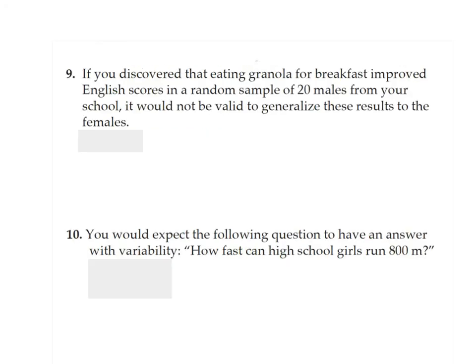All right, last 2, go ahead and write down whether you think they are true or false, and then press play when you're ready to check your answers. Okay, number 9 is true. You cannot generalize those results from one gender to the next. And then number 10, variability, that is true because you're going to have lots of different times on how fast they can run, and so that's going to be a variable.